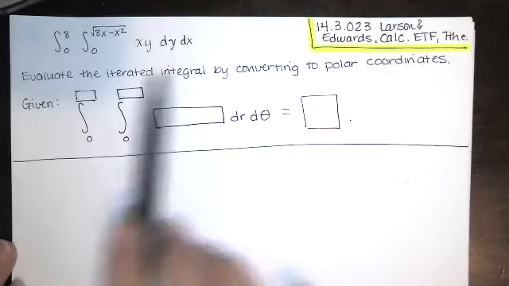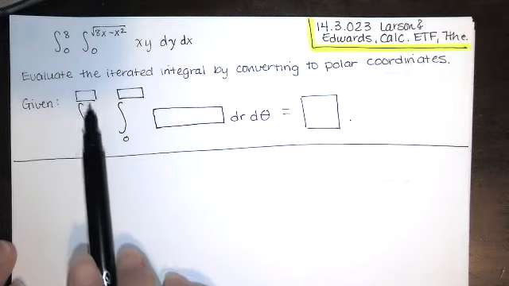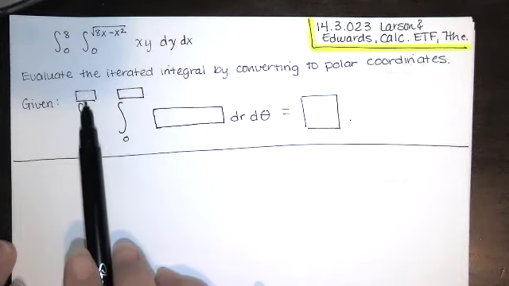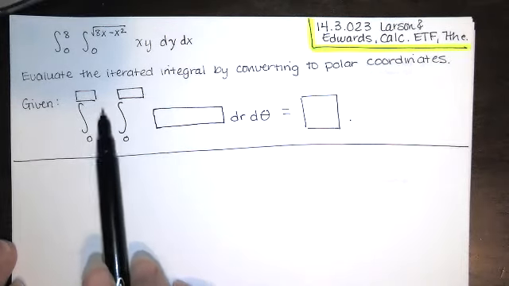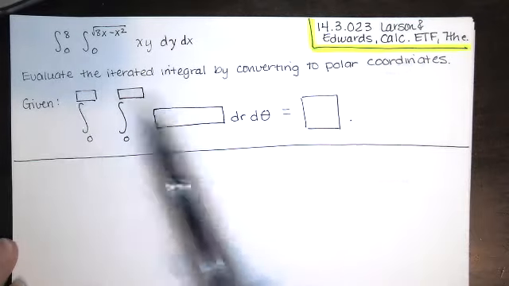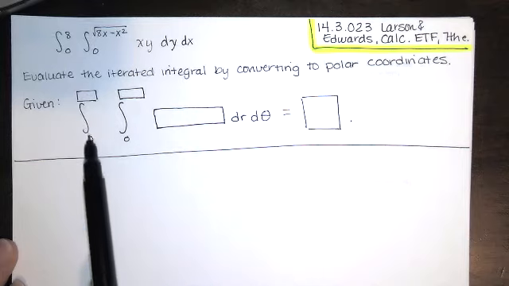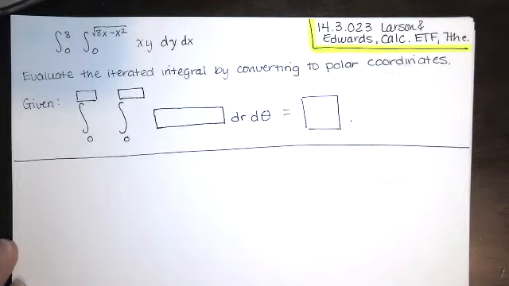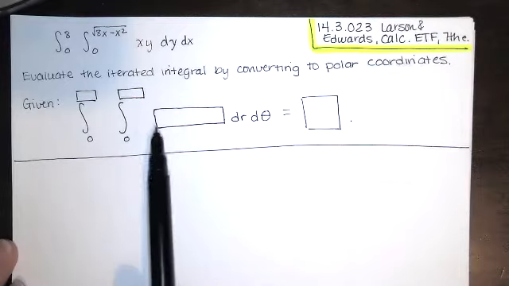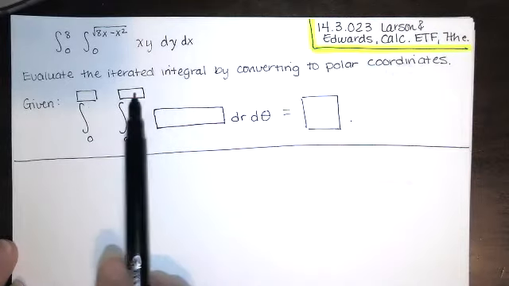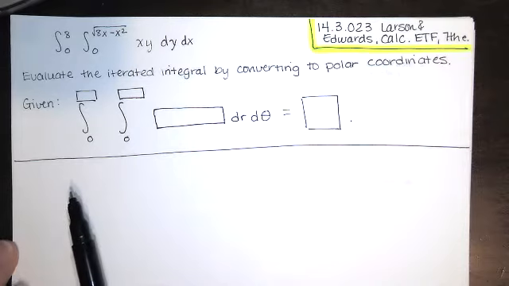And this is important because there is more than one way to represent a region in polar coordinates. So they give us this. They tell us that theta has to go from 0 to some number. We have to keep that in mind when we're coming up with the appropriate bounds for this double integral.